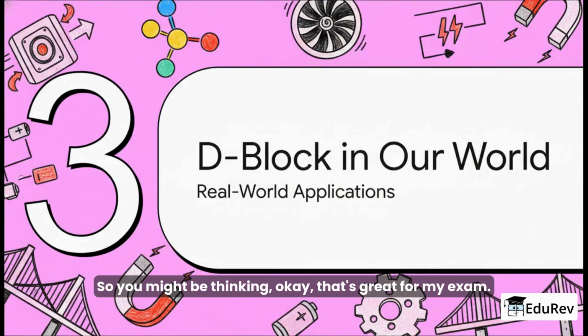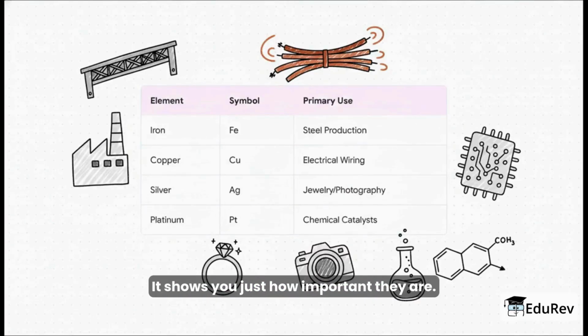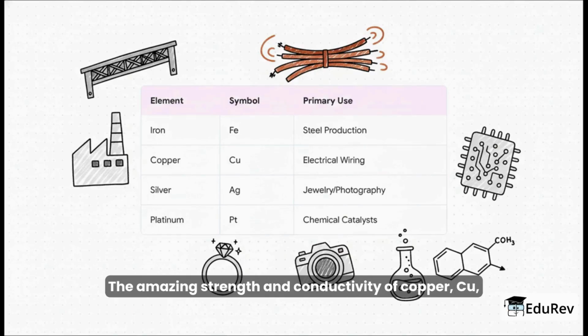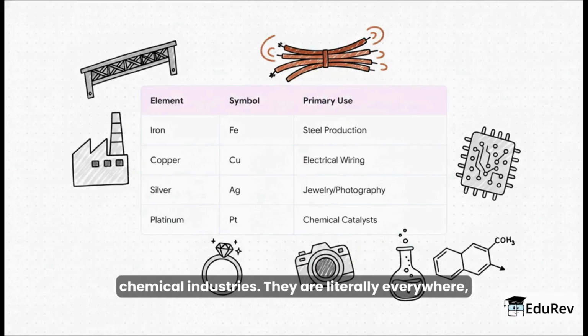So you might be thinking, okay, that's great for my exam, but why does this matter in the real world? Well, let's take a look. You'll see that understanding where they're used can actually help you remember their properties. I mean, just look at this table. It shows you just how important they are. The incredible strength of iron, Fe, makes it the backbone of all our steel. The amazing conductivity of copper, Cu, is why we have electricity in our homes. We use shiny silver, Ag, for jewelry, and platinum, Pt, is a workhorse catalyst in all sorts of chemical industries. They are literally everywhere, doing the heavy lifting for our modern world.